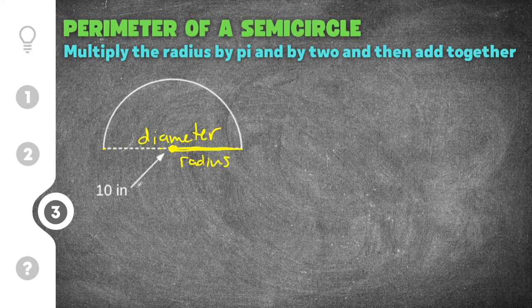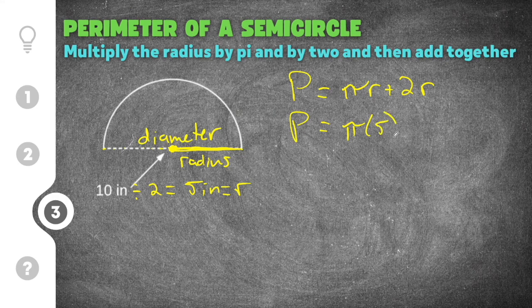Now that means we're going to take this 10 inches, and to change it to radius, we're going to divide it by 2. So 10 divided by 2 is 5. Now this 5 is going to be our radius. Now that we know the radius, we can use our formula. Perimeter equals pi times the radius plus 2 times the radius. And everywhere we have the radius, we're going to use the number 5 because our radius in this case is 5. So I'm going to substitute those in.